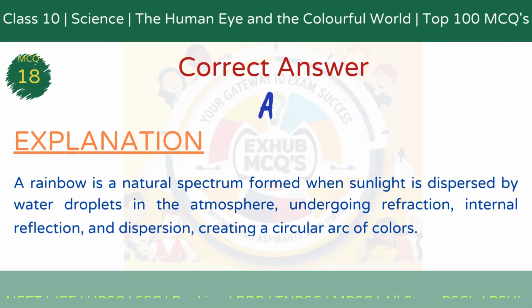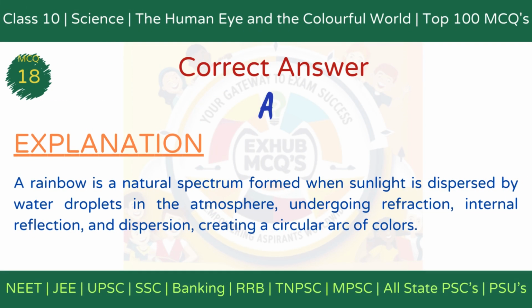The correct answer is option A, rainbow. Explanation: a rainbow is a natural spectrum formed when sunlight is dispersed by water droplets in the atmosphere. The droplets act like tiny prisms, refracting, internally reflecting, and dispersing light.